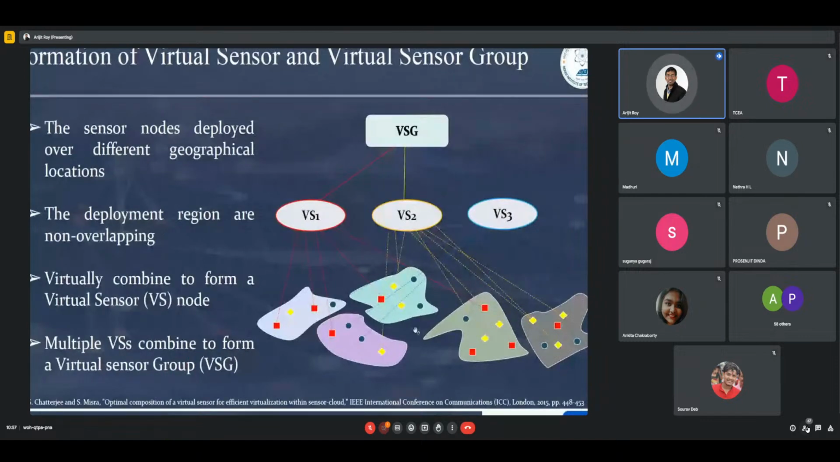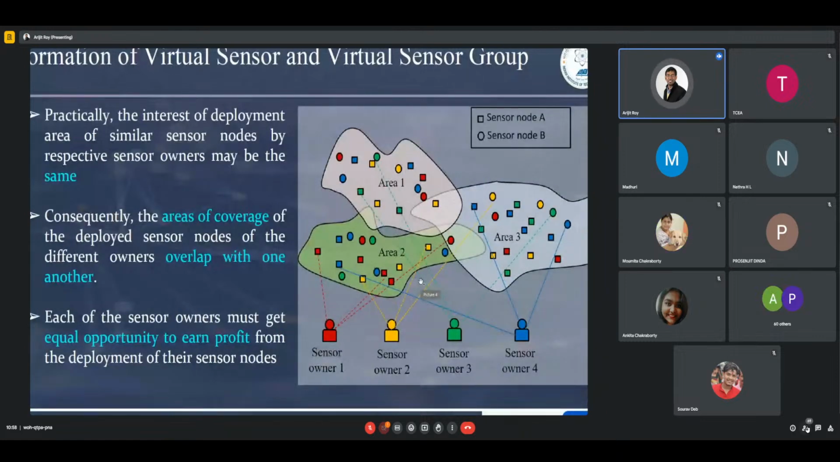If you see this figure, these are the application areas. They are distinct from one another; there is no overlapping region, right? The similar types of sensors form a single virtual sensor. Like the red color, you can see this is VS1, then yellow forms VS2, and the blue color forms VS3, and all together they form the virtual sensor group. Again, these are logical representations, and they show the deployment regions as non-overlapping, but practically they may be overlapping.